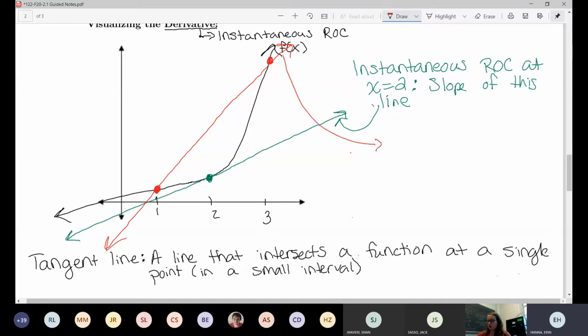Now, if I talk about what this line represents, this would be the average rate of change between x equals 1 and x equals 3, which is going to be the slope of this line.